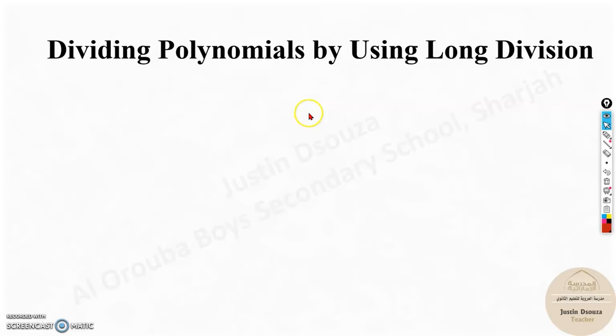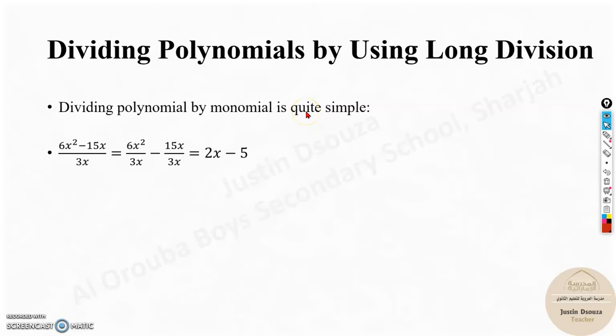Dividing polynomials by using long division. Now, first of all, before getting into the long division method, let's see if it's a monomial. Now we have a divisor 3x, which is a monomial. The dividend over here is a binomial. It doesn't matter how long the dividend is, if it's a trinomial or more, doesn't matter. If the divisor is a monomial, it's very simple.